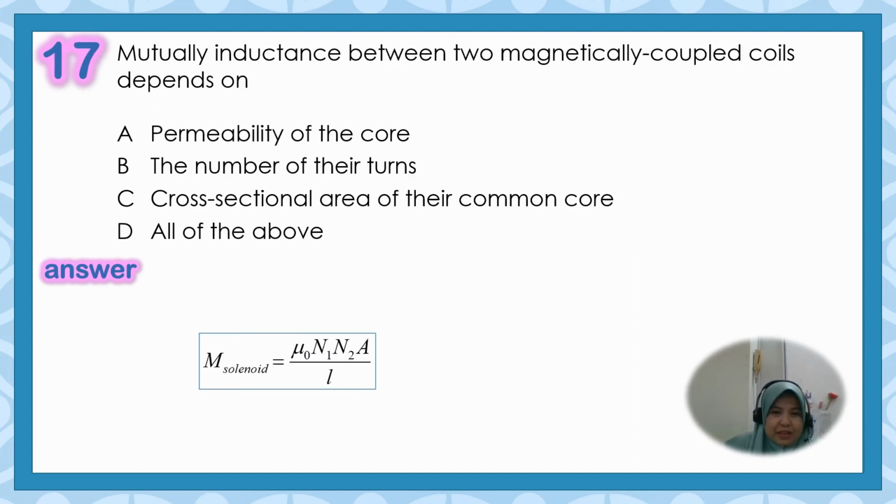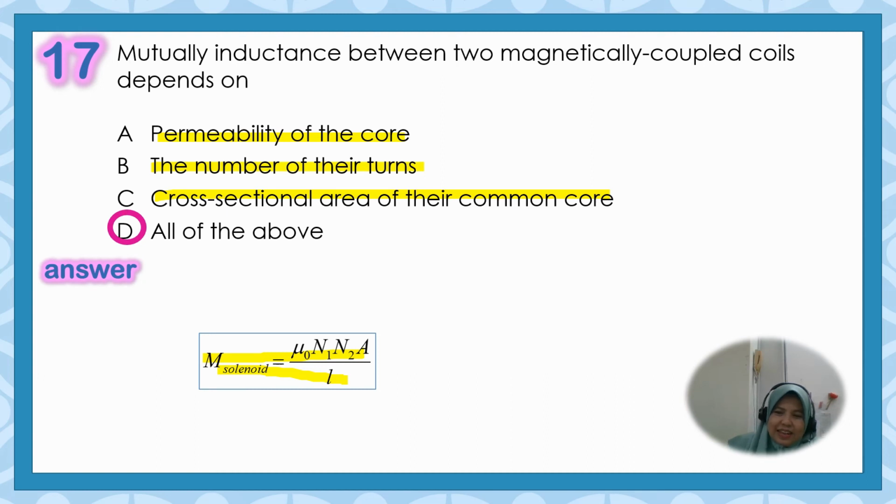For question number 17. Mutual inductance between two magnetically coupled coils depends on? To answer this question, you need to refer to the equation given for the mutual inductance. It depends on mu naught, which is the permeability of the core, the number of turns, which is represented by N, and A is the cross section area of their common core, meaning that the answer is all of the above.